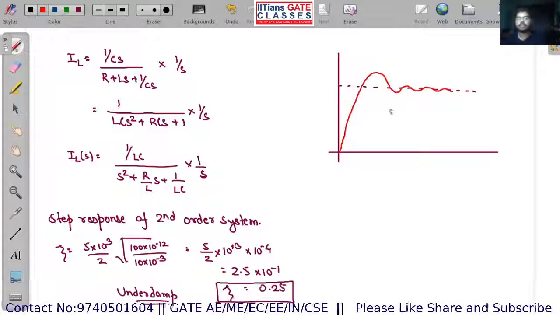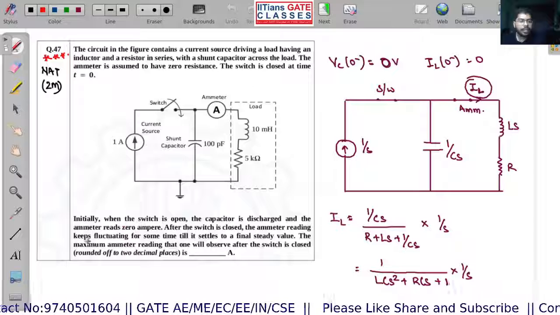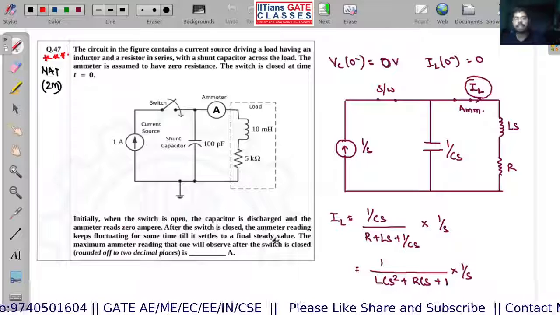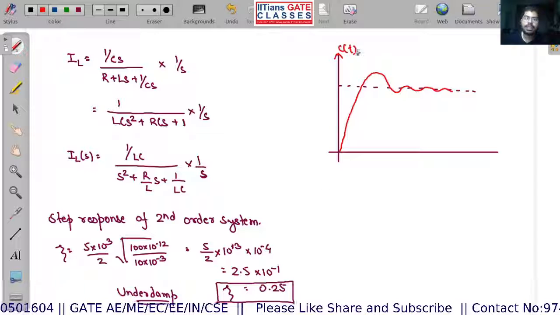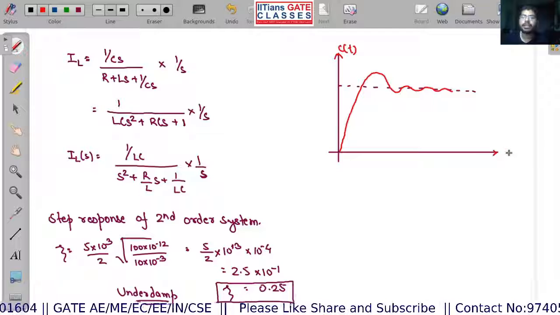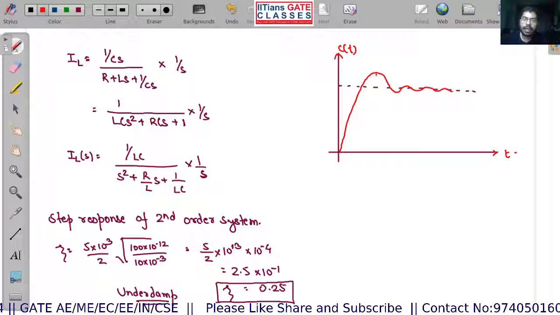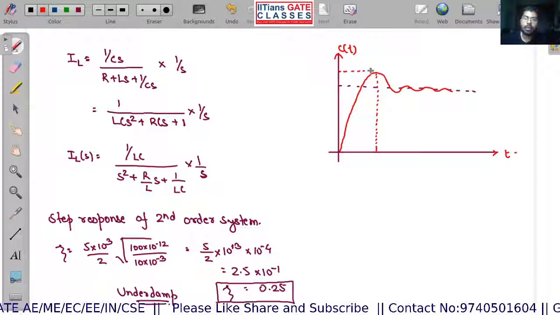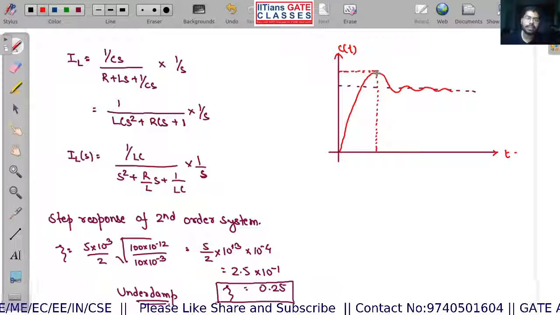You can see in the question also it is given, after the switch is closed, the ammeter reading keeps fluctuating for some time till it settles to the final steady state value. This is basically the step response of a second order underdamped system. So basically they have asked us to find this point. What is the value of this? They are asking us just this.